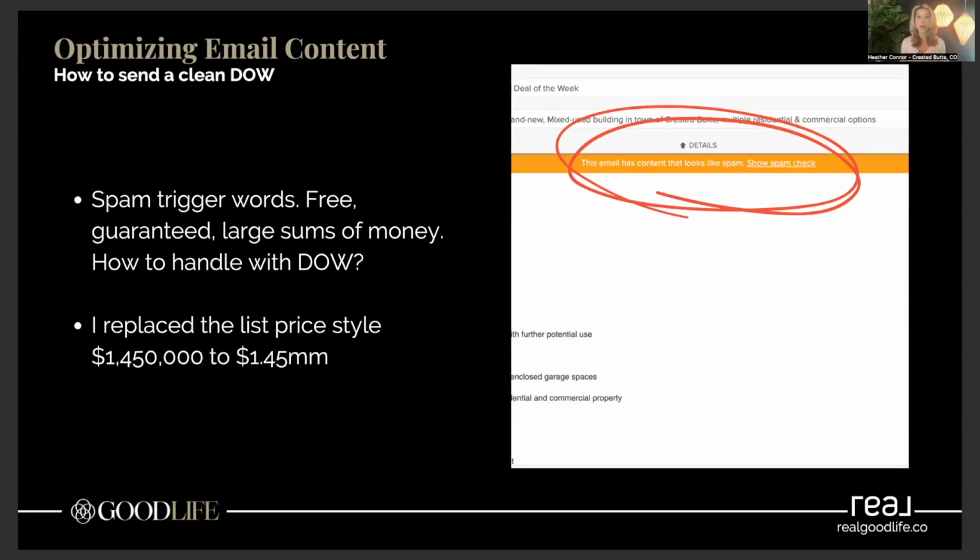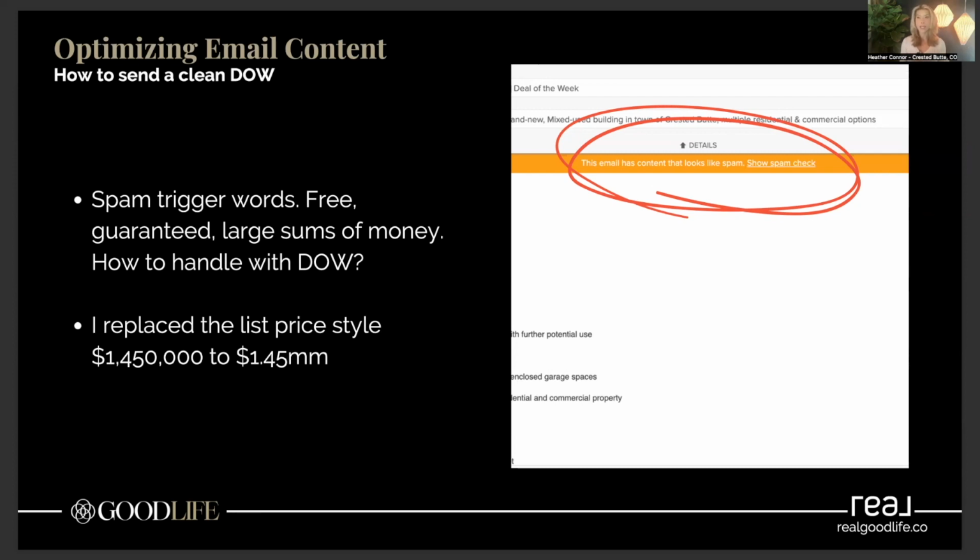All right, before we talked about deal of the week, part of email sprinkler, which should be a core part of your email strategy to your database. However, one of the largest triggers, large sums of money, is a big spam trigger word. So free, guaranteed, large sums of money often show up in our emails as real estate agents when we show a new listing, a price reduction, and when we send our deal of the week.